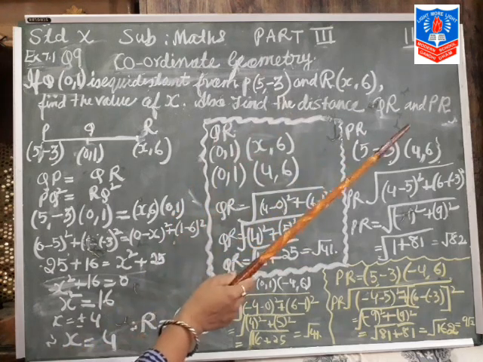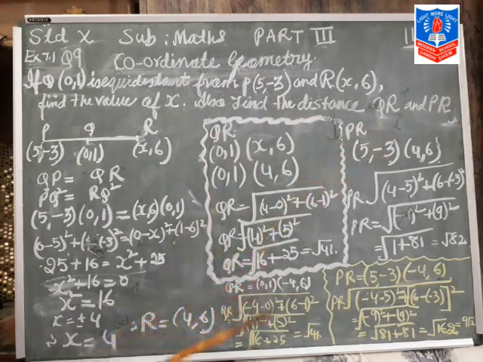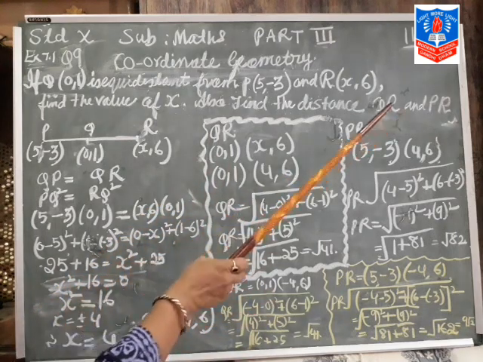Similarly, PR. Okay. Now similarly here also. QR: Q is (0, 1) and R is (4, 6). So 4 minus 0 and 6 minus 1. So here also 4 square plus 5 square, so 16 plus 25, 41. In case of this one, you will get the same answer. Clear? But the PR answer you will get different.